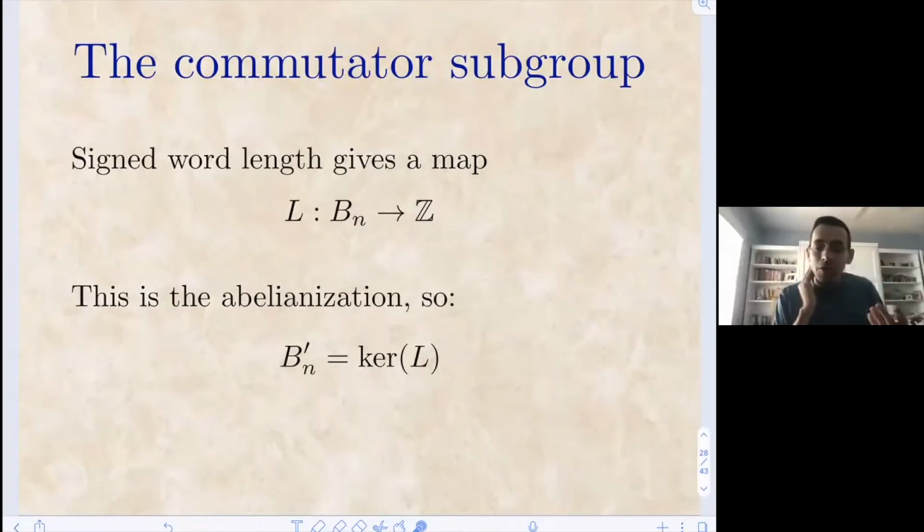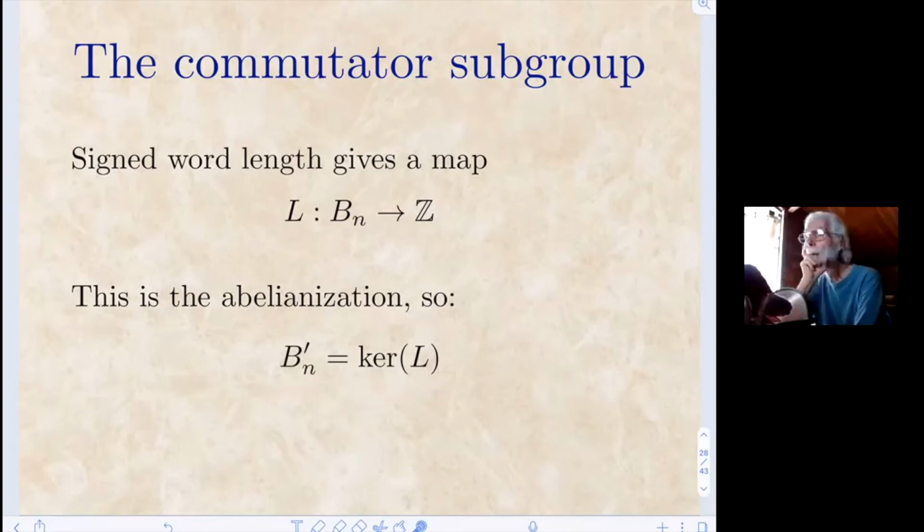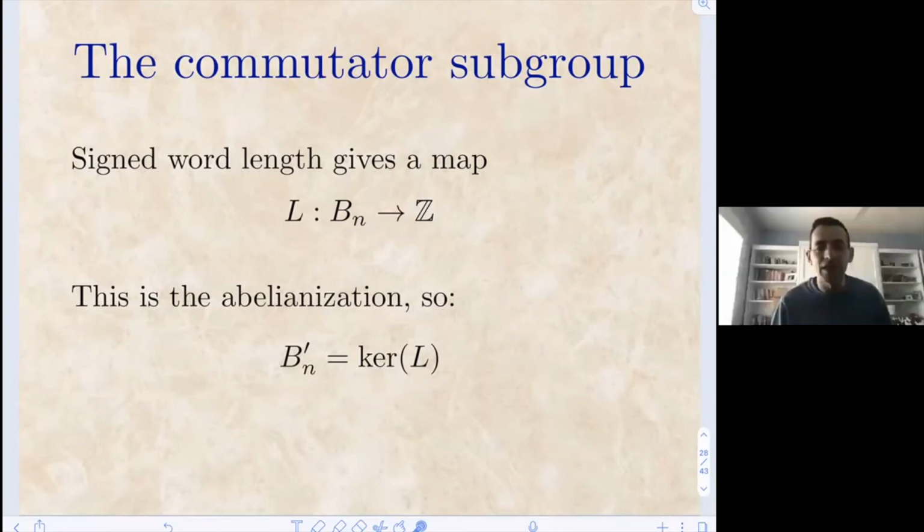That's a homomorphism because you just check the braid relation and the commuting relation are satisfied. And so this is just counting the signed crossing number of a braid. And that is the abelianization. Okay. So in other words, the commutator subgroup is the kernel of that homomorphism.